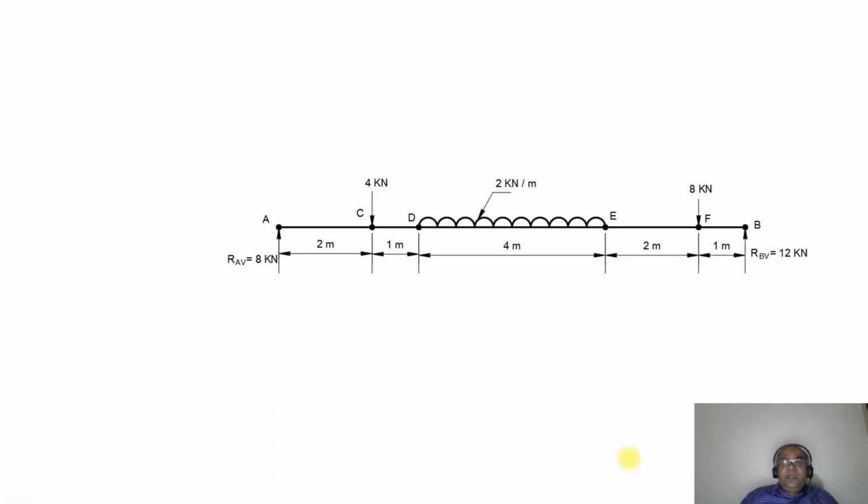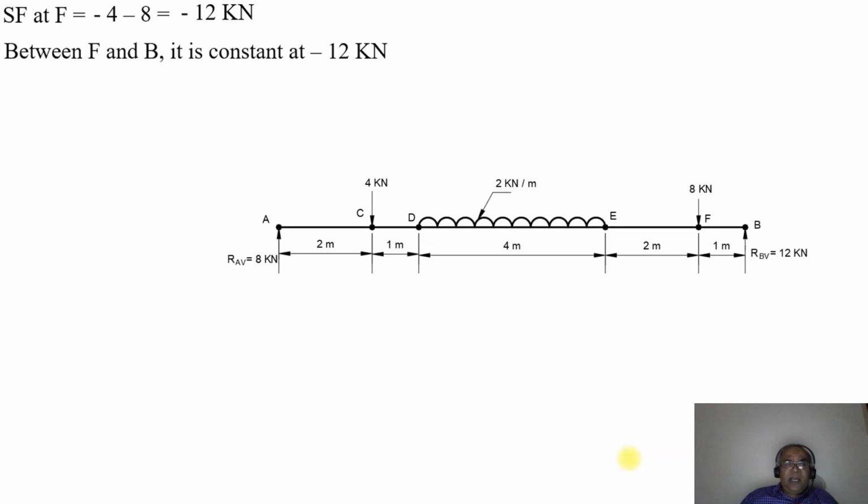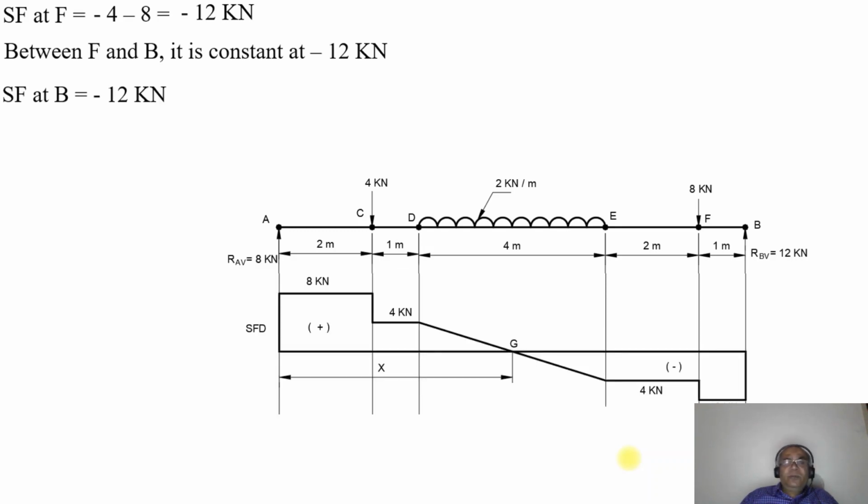Then we have the total load coming on the beam at the point B now. So SF at F will be equal to minus 4 minus 8, which will be equal to minus 12 kilonewton. Between F and B, as there is no load acting on the beam, it remains constant at minus 12 kilonewton. So SF at the point B will be equal to minus 12 kilonewton.